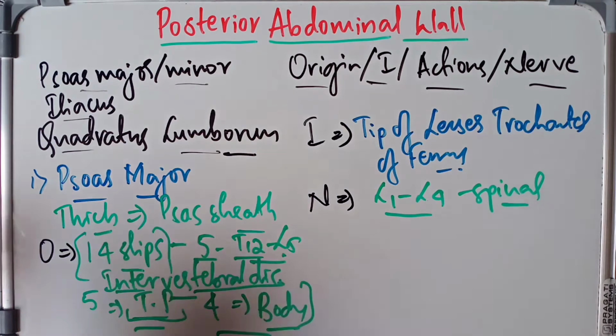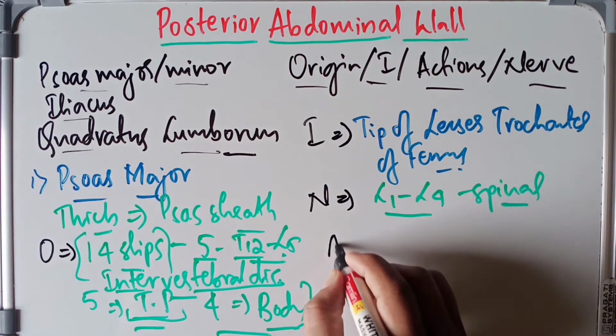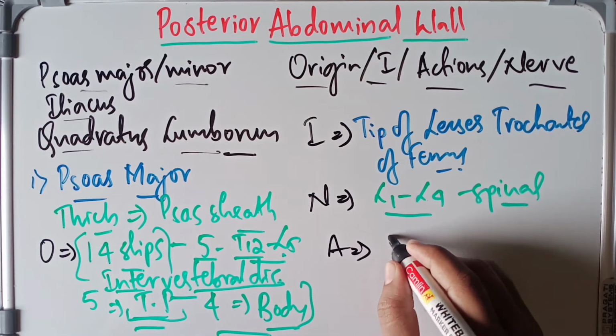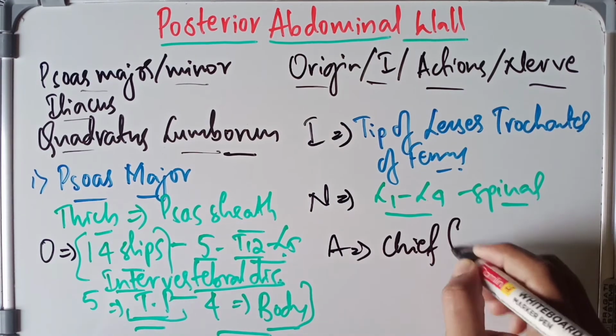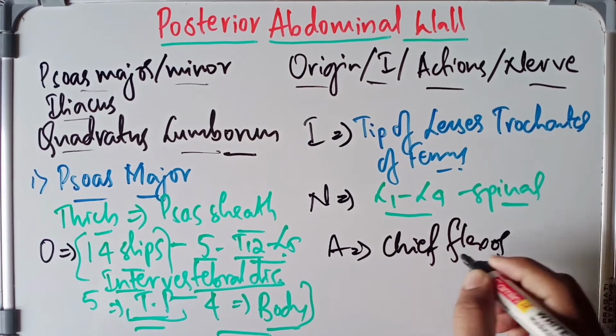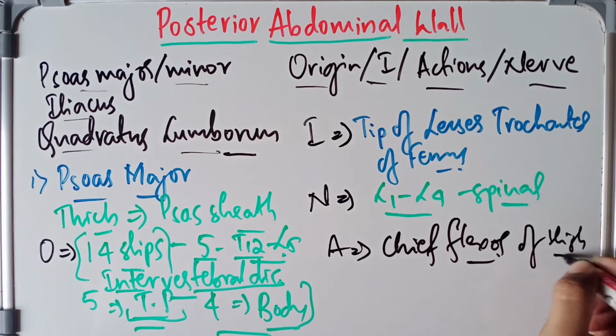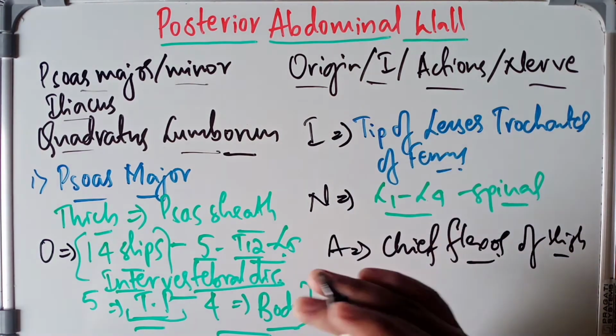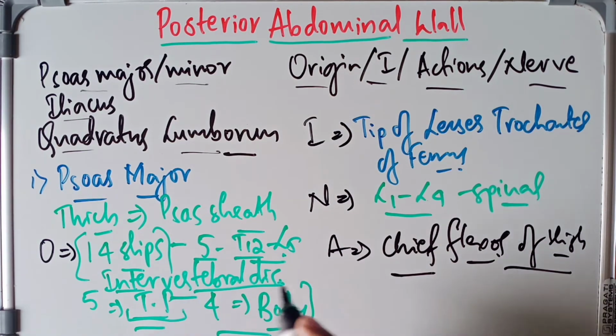And what about the actions? Actions for A, and actions are, it is a chief flexor of the hip joint. Chief flexor of the thigh at the hip joint, and it also flexes the trunk on the thigh. That is the action of the psoas major.